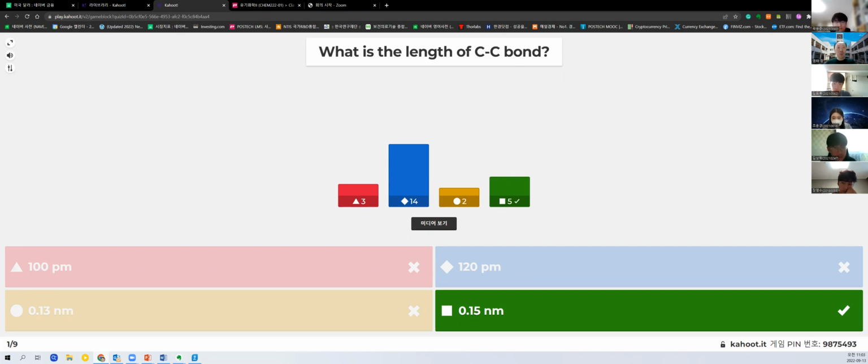Carbon-carbon single bond is approximately 1.5 angstrom, right? 1.5 angstrom is equivalent to 0.15 nanometer. Nanometer is 10 to the minus 9, right? And picometer is 10 to the minus 12. So 120 picometer is equivalent to 0.12 nanometer. So carbon-carbon single bond is 1.5 angstrom. Carbon-carbon double bond is 1.3 angstrom, and 1.2 is approximately the triple bond, right? So that much, let's remember. Okay, move on.